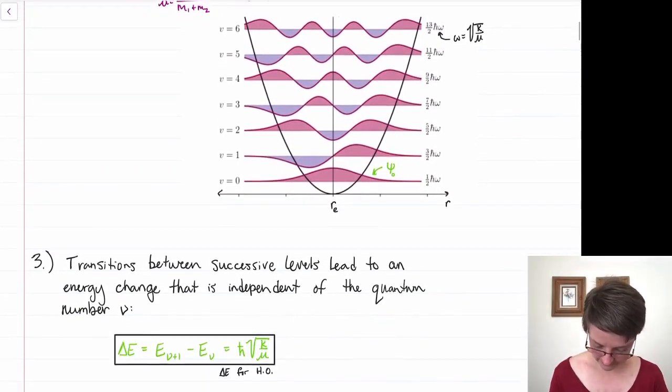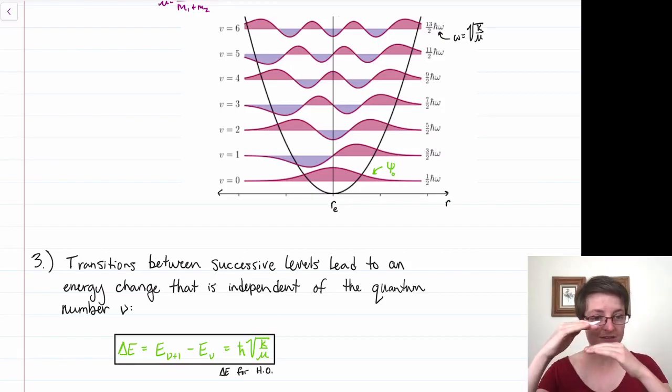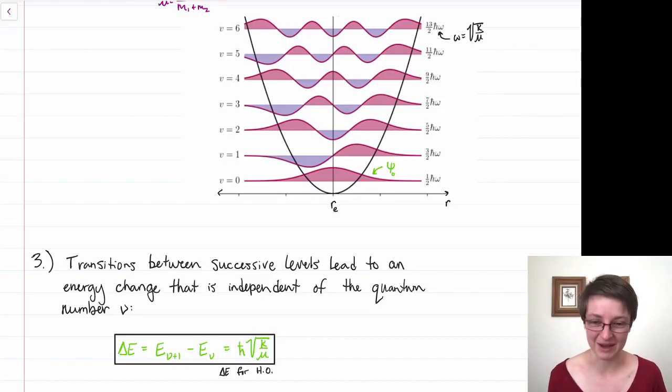The other fun fact that we learned about this harmonic oscillator model was that, due to the energy levels themselves, all of the energy gaps between successive levels have the exact same value. That value for the energy gap was equal to h bar times the square root of k divided by mu.